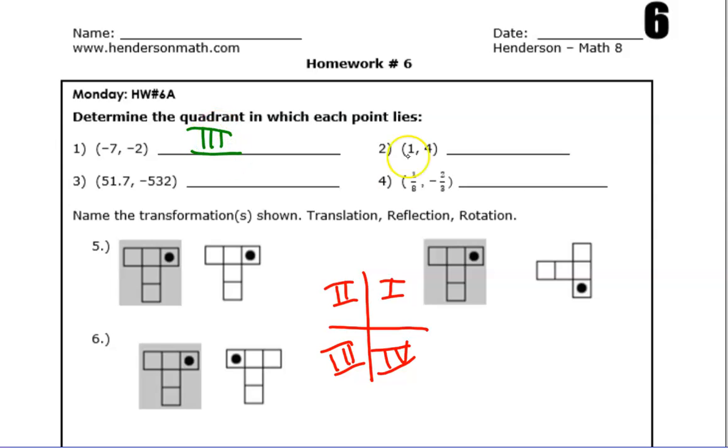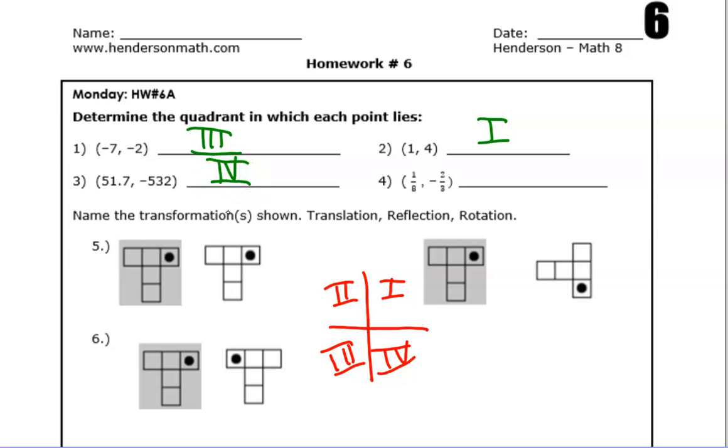For question number 2, +1 is right and +4 is up, so that would put me in quadrant number 1. Now, even though I have decimal numbers over here, or really high numbers, remember it's all about the direction in which you're moving, not exactly how far you're moving. So 51.7 is positive on the x, and then -532 is down on the y. So that puts me in quadrant 4.